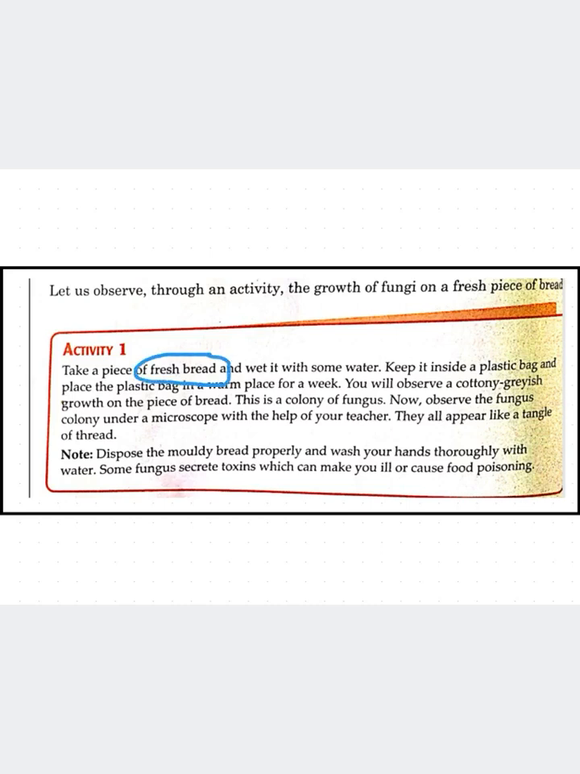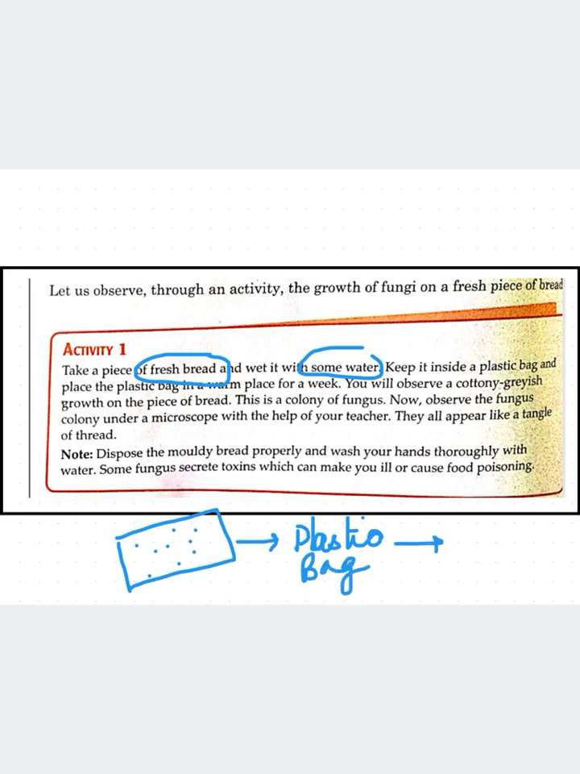Suppose we have taken a piece of bread. हमने एक bread का piece लिया है and we have put some water over it. हमने उसके ऊपर some water sprinkle किया है. Now keep it in a plastic bag. अब आप इसको जो है बेटा plastic bag से cover कर दीजिए. And keep it at a warm place, and leave it for a week. एक हफ्ते के लिए आप इसे भूल जाइए.